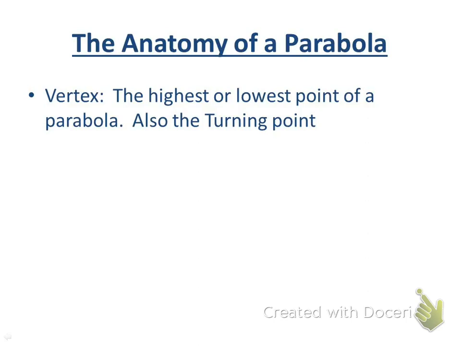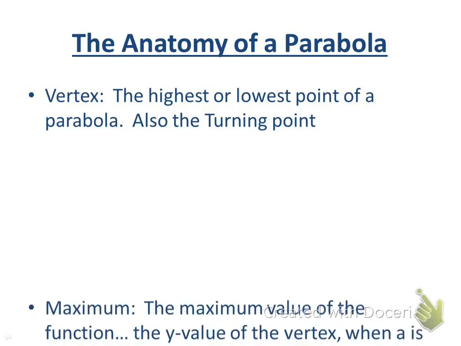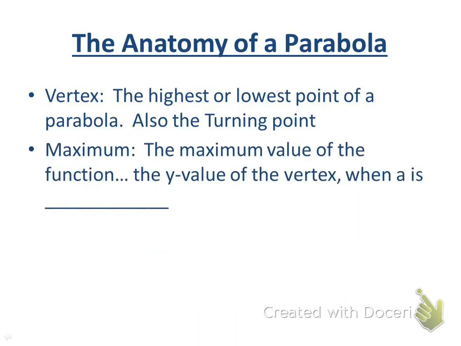How many times do you think a third degree function might change directions? Twice. And maybe a fourth degree might change directions 3 times. So we could talk about those types of things as you learn more about higher degree functions. But the vertex is the turning point of the parabola. Now, the maximum value of the function, the parabola, is always going to be the y value of the vertex when a is what?